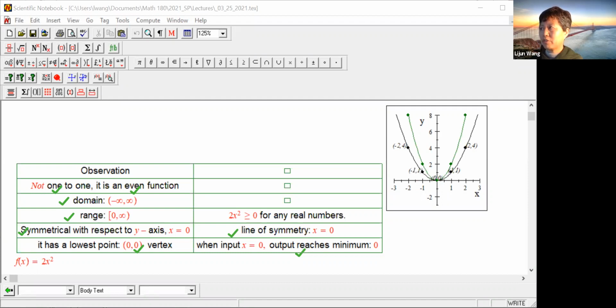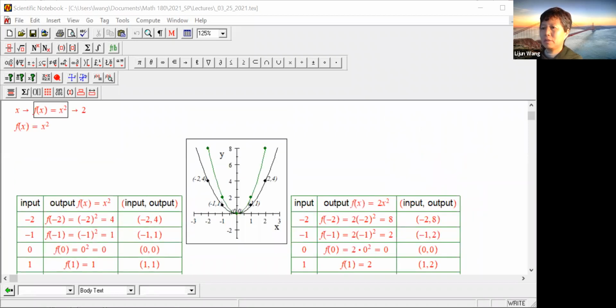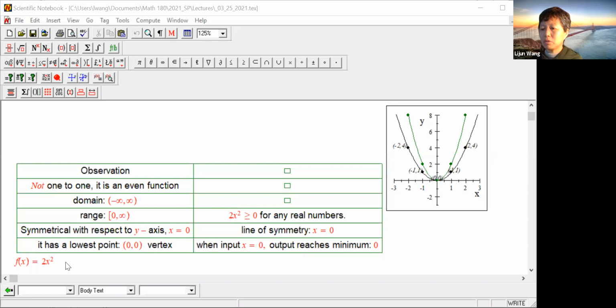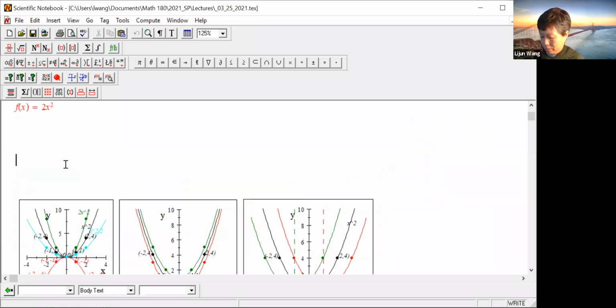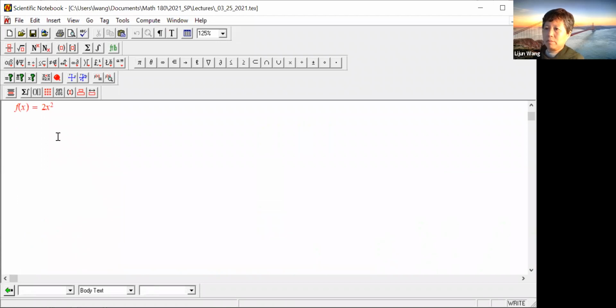Okay, so we have checked the list, and next we're gonna do half x squared. So the next function we're gonna do is half x squared. Maybe I should give a different name. g of x equals half of x squared.